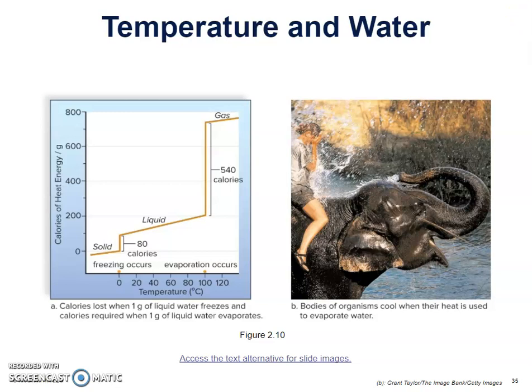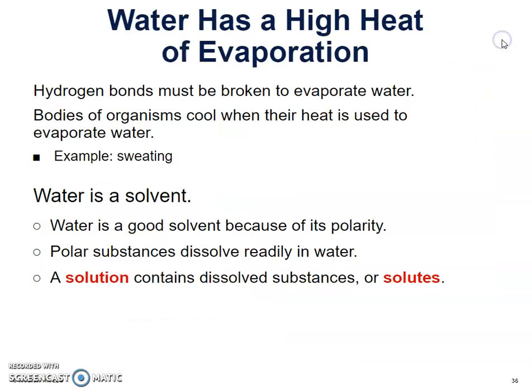I don't know how many times I've driven by a pond in the middle of July that has a herd of cows standing in it, because they're cooler standing in the water than they are whenever they are out of the water. Okay, water also has a high heat of evaporation, which means it takes a lot of energy for it to evaporate. And whenever it does evaporate, it takes a lot of heat with it.